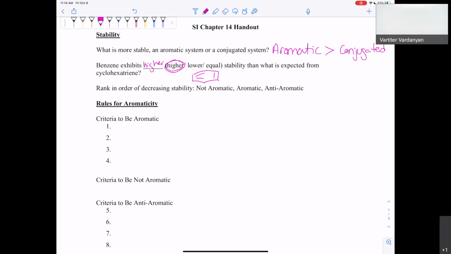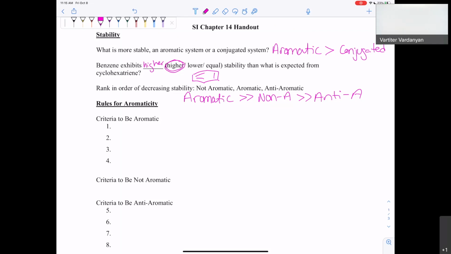So when we're talking about aromaticity, we have 3 rankings. You can either be aromatic, you can be non-aromatic, or you can be anti-aromatic. So aromatic is the best. What do we think is in the middle? Non-aromatic. I'm just going to say non-A. And then the crappy one is what? Anti. Cool. So anti-aromatic sucks. We want to do anything we can to avoid being anti, because anti is awful. And we'll talk about why exactly it's awful in a little bit.